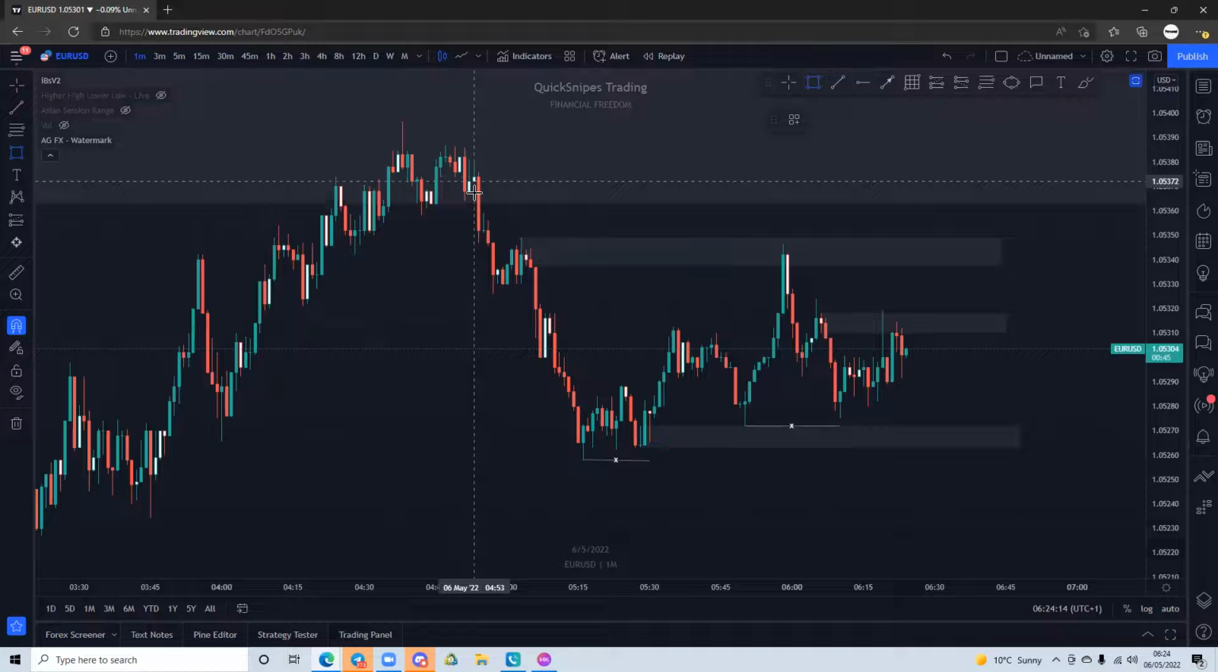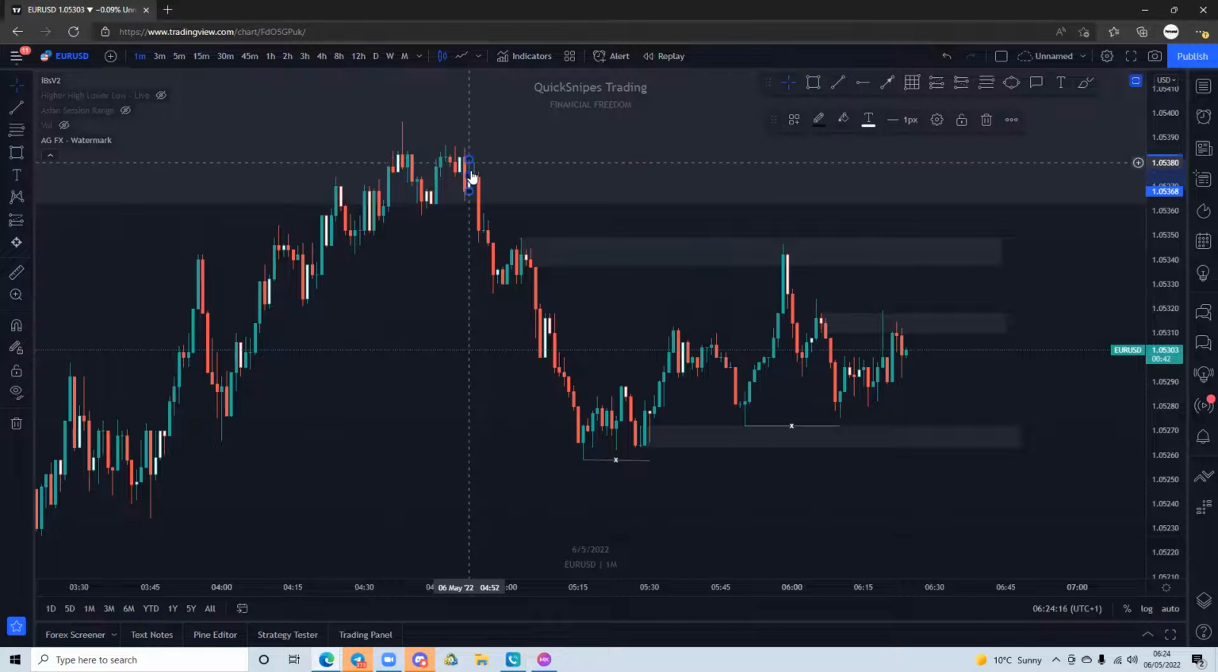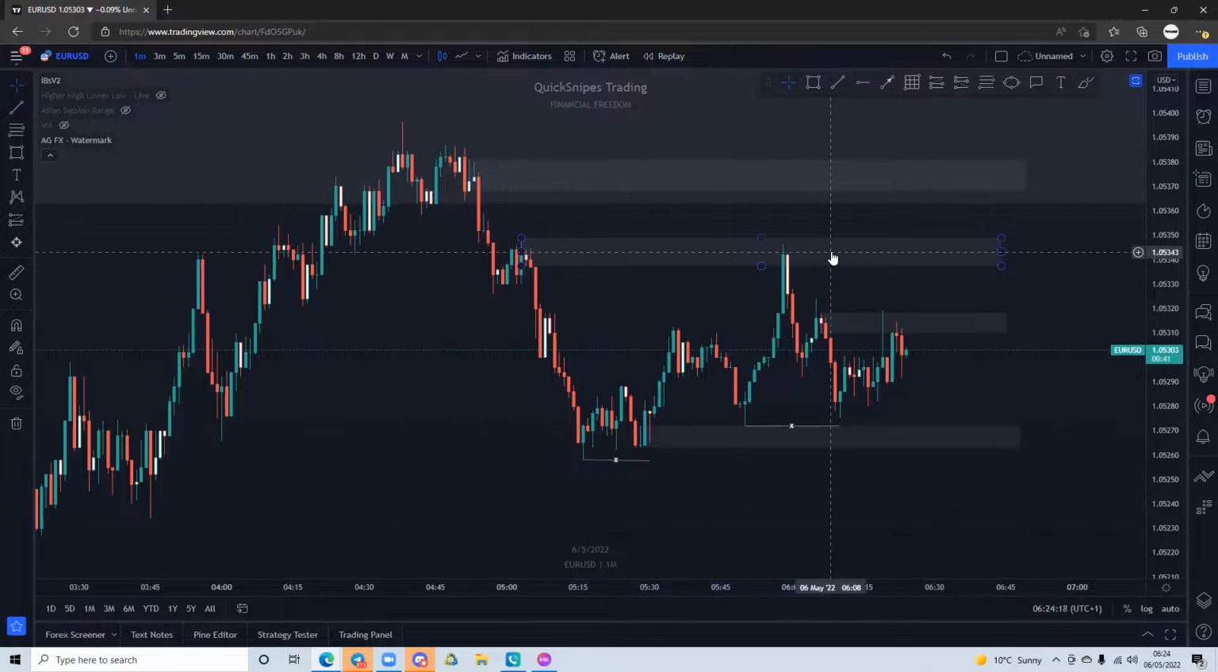I think you could look to trade off of this area. However, again, liquidity is thin, so chances of it going there and then successfully coming back is very low. So we're just going to watch the market for today, but we're not going to be looking for trades.